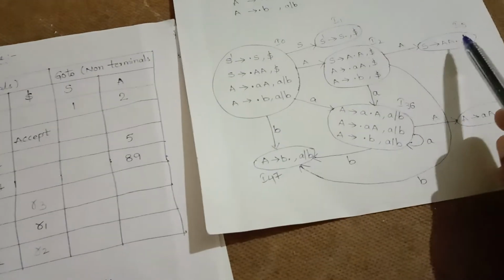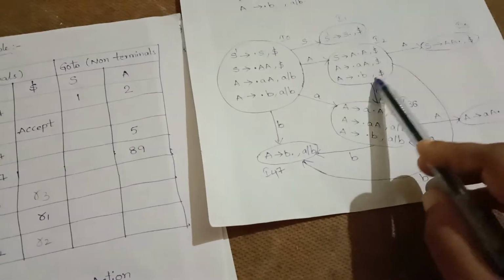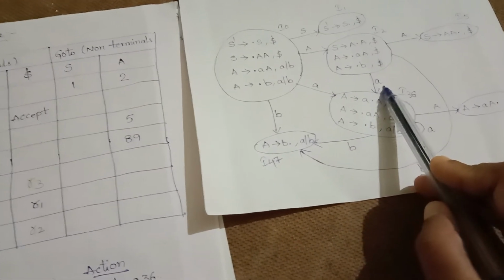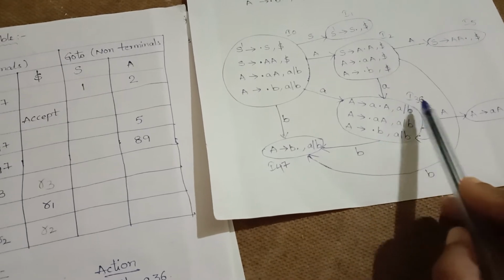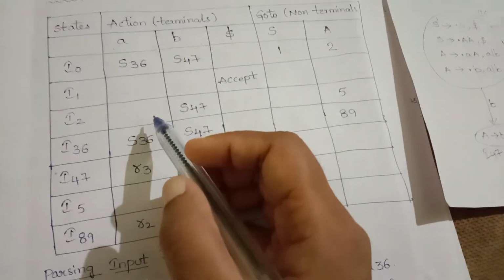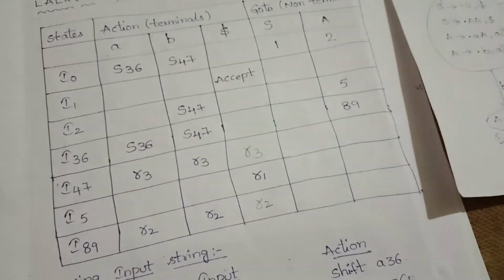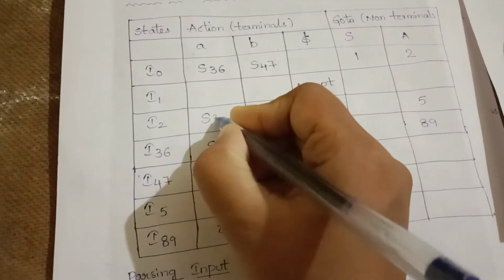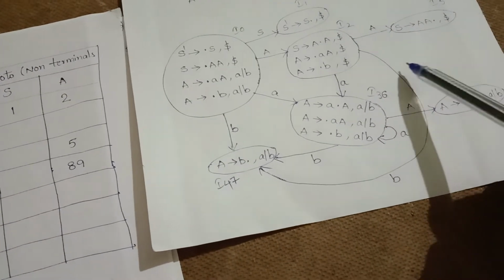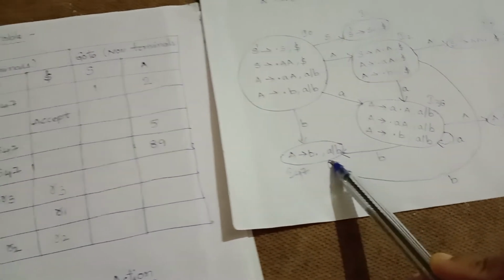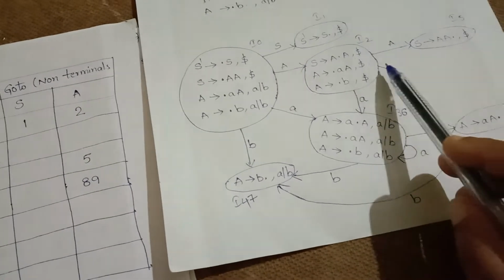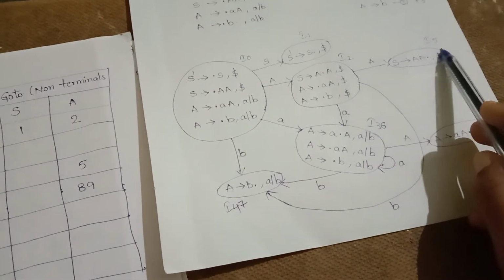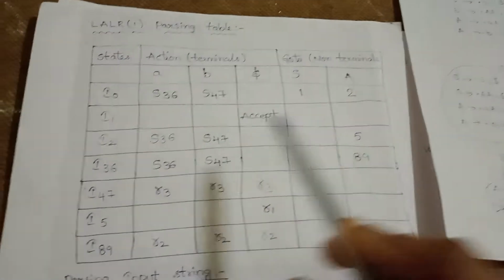So next, state I2 on symbol small a, it is moving to state I36. Next, I2 on small b, it is moving to state I47, so you need to write here S47. Next, I2 on capital A, it is moving to state I5, so just write the number 5 here.